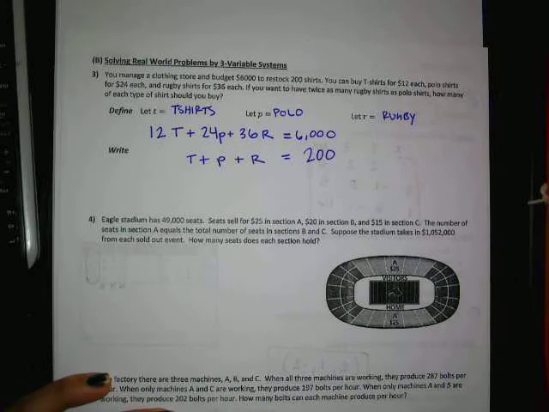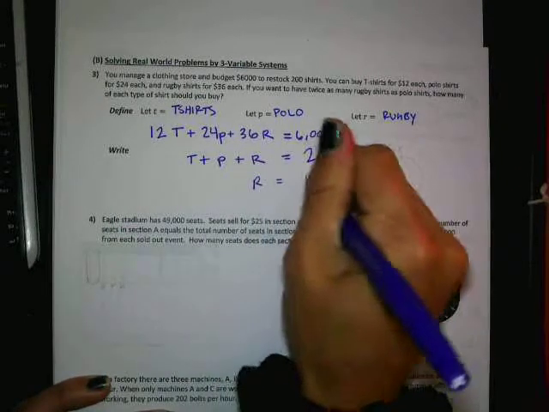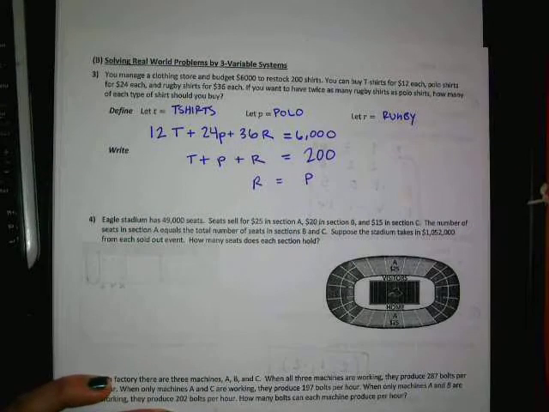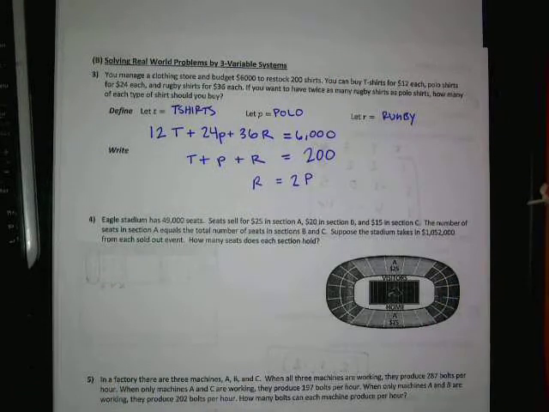I have twice as many rugby shirts as polo shirts. So I'm comparing the rugby and the polo. R equals 2 times polo, because the rugby is already twice as many.